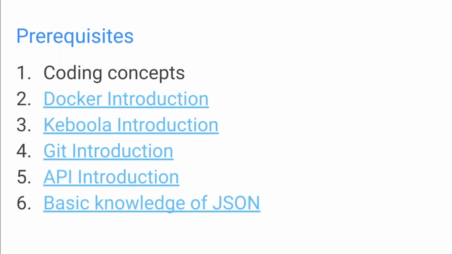Fifth is going to be API introduction. A lot of components require API access. If you don't know what it means, please click on one of these links to find out what an API is. Number 6, basic knowledge of JSON. It is really crucial for you to know what JSON is, because a lot of the backend in Keboola uses JSON.